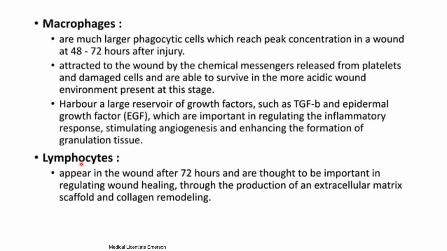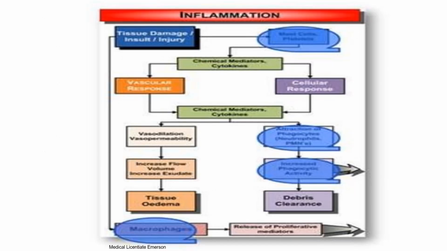Then the other cell in inflammation is the lymphocytes, which appear in the wound after 72 hours and are thought to be important in regulating wound remodeling through the production of an extracellular matrix scaffold and collagen remodeling. So this is the inflammatory phase we are talking about. With inflammation, we take care of the debris and of course the bacteria. That's what we are saying.